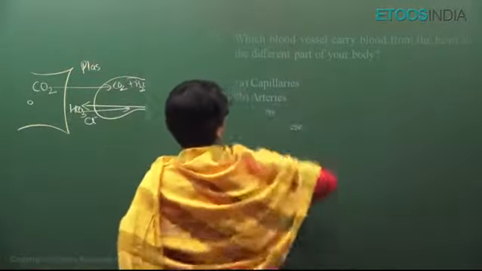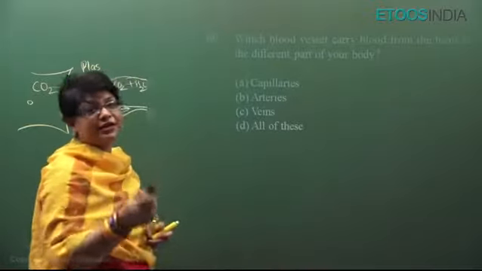And capillary is the thinnest blood vessel, only single layer. Artery and vein have 3 layers.